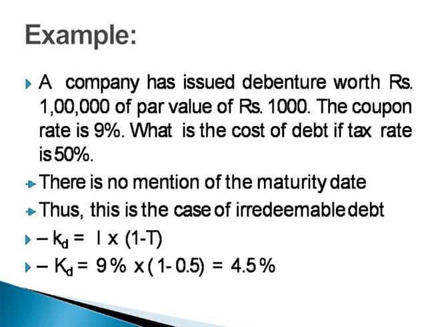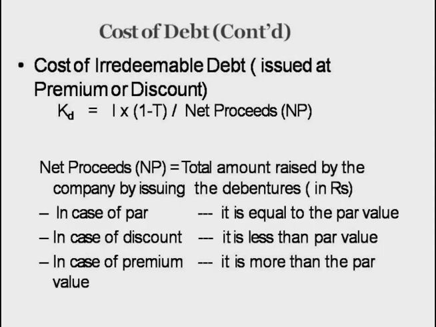In that question, there is no mention of any maturity date. It means it is the case of irredeemable debt. So if we apply this formula, we get interest 9%, tax bracket is 50%, so multiplied by 1 minus 0.5, we get 4.5% as the KD, or cost of debt.